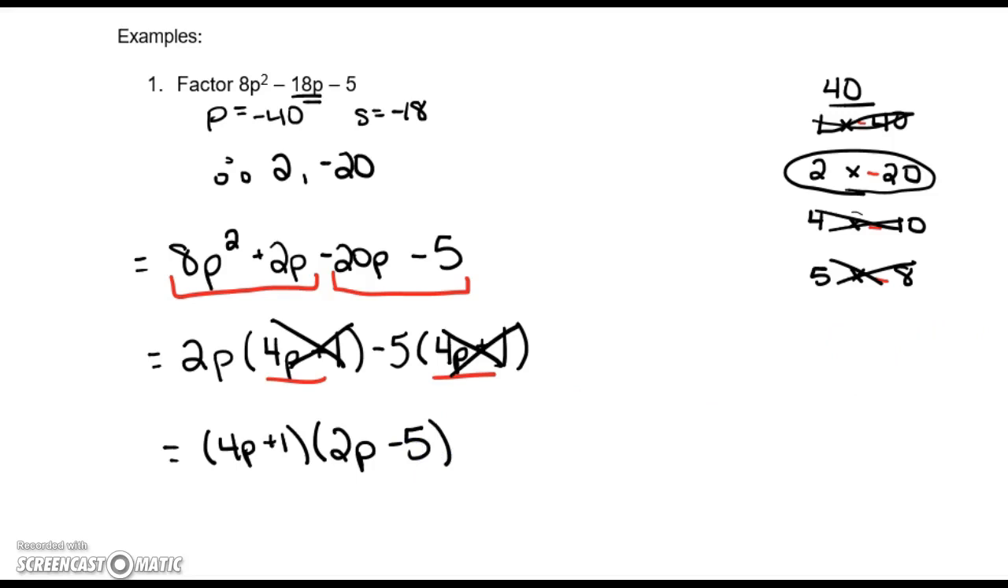Ultimately what we have here is two binomials that are multiplying each other. And once again, if we want to check our work, all we'd have to do is the backwards process where we would FOIL or shoot our arrows.